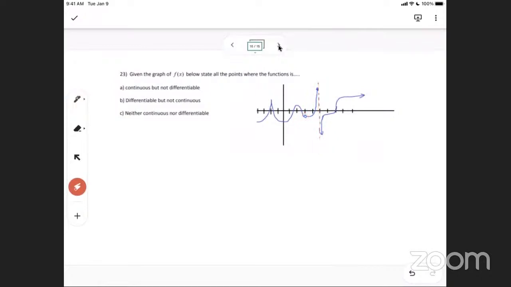So the points are 3 and 5. Well, no, because that's continuous but not differentiable. Oh, it's not continuous here and here. Okay, so continuous would be anywhere else. So where is it not differentiable? And I believe it's here.